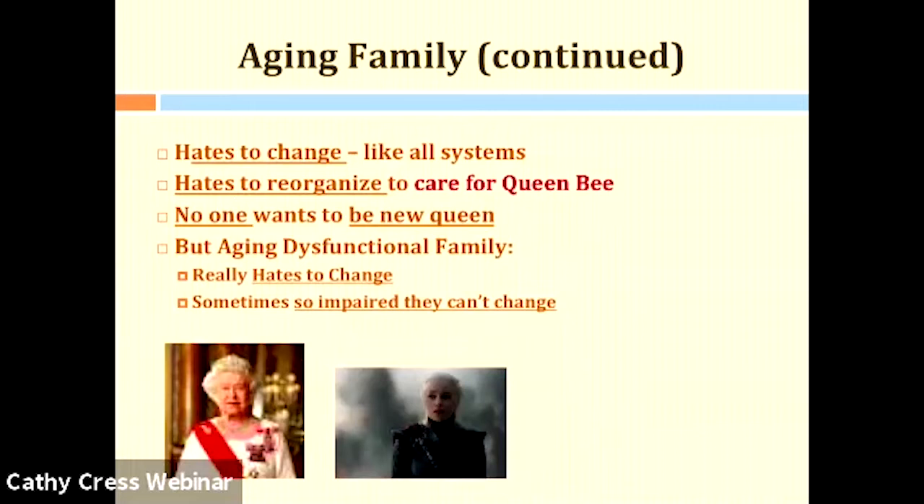Because all systems hate change. They hate to change. And they hate to reorganize to move on to a new titular head. And you can see that in just what happened yesterday. I mean, total chaos. What happened? There was an insurrection. Essentially the Capitol was broken into by a ton of people. That is the resistance to change in a system. It's just like a family.